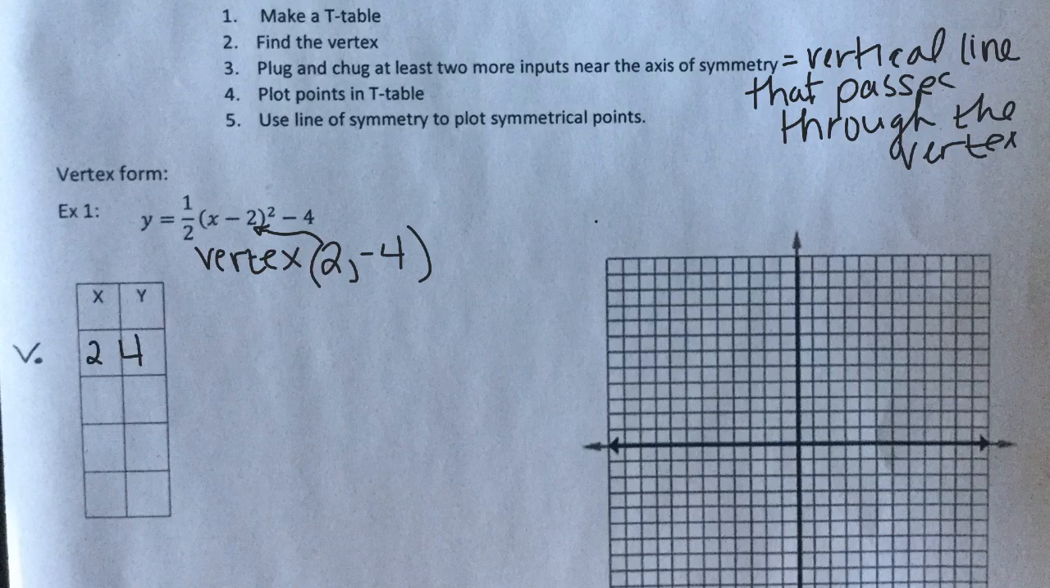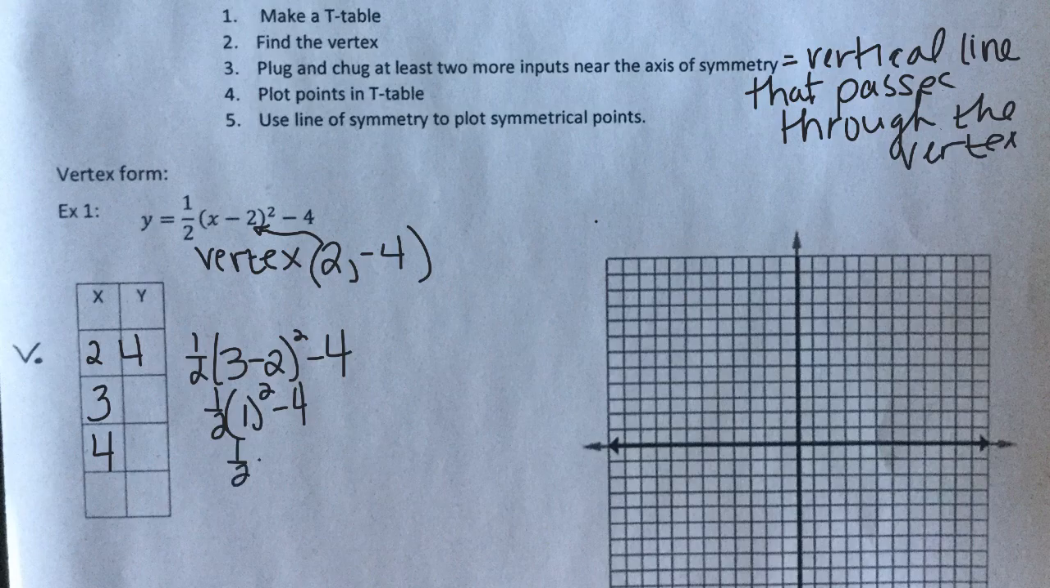So now I want to do one of 2 things. I want to either pick 2 numbers larger or 2 numbers smaller than the x value of my vertex. And I like to go in order. In this case, I'm going to do 3 and 4. Okay, so now we're just going to plug and chug. So 1/2 times (3 - 2)^2 - 4. That's 1/2 times 1^2 - 4, which is 1/2 - 4, negative 3.5.